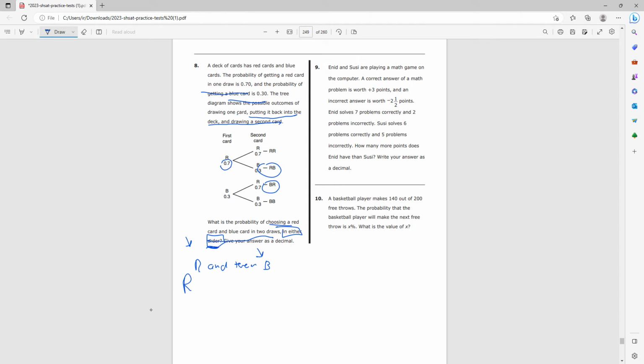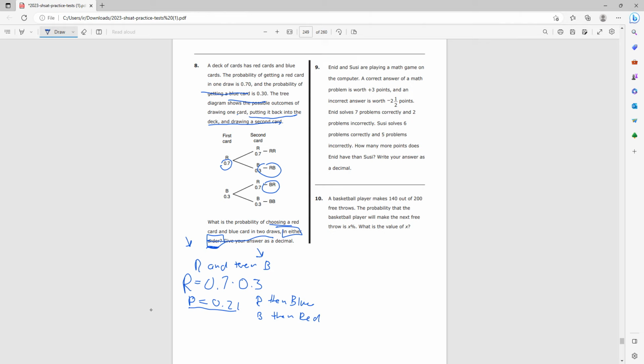So 0.7, which is the probability of getting a red, times 0.3, which is the probability of getting a blue after that. So you know the probability, P, is equal to 0.21. Now, here's the trick, right? This is the probability of getting red then blue. What it's saying is in either order. So now we have to find the probability of getting blue then red. Right? So let's look at that.